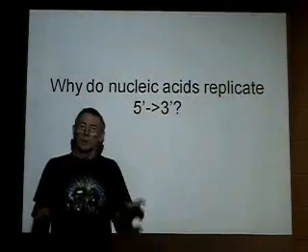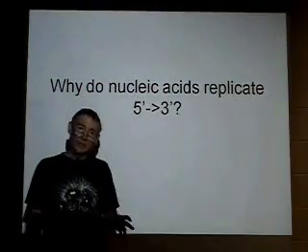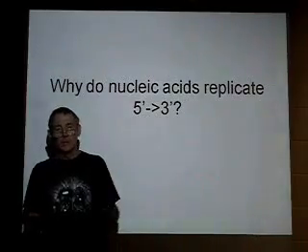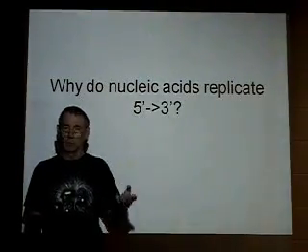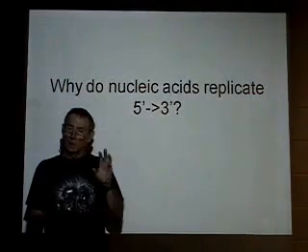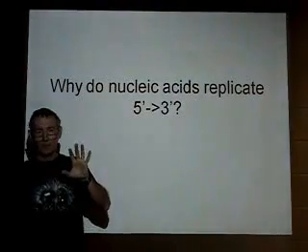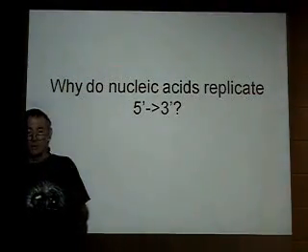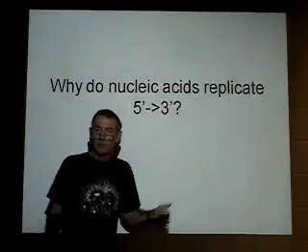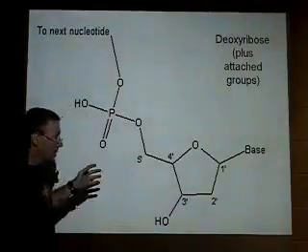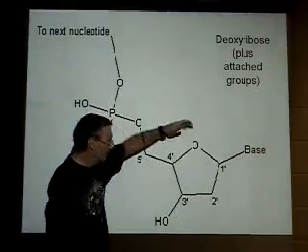As you're probably aware, nucleic acids, both DNA and RNA, are always replicated in the 5' to 3' direction. That is, by adding on to the 3' end of the strand. We're going to take a look at the mechanism of the reaction involved to see why it is that nucleic acids are replicated 5' to 3'. In order to do that, first let's talk about the terminology.